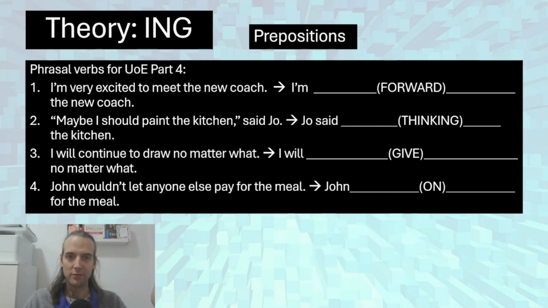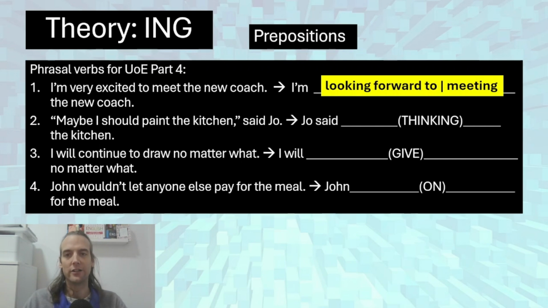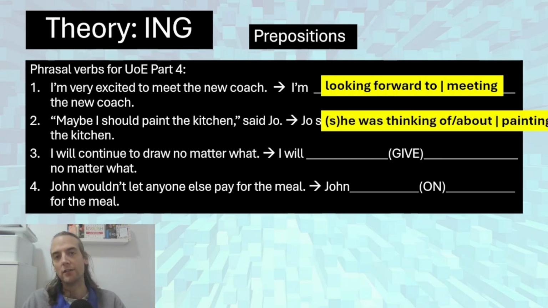Here they come. Number 1, I'm really excited. The phrase you need is looking forward to. To is a preposition. You're looking forward to meeting the new coach. That's a common pattern for ing. Number 2, you're thinking, maybe I should do it. Well, you're thinking about or of. And if it's thinking of or about, that's a preposition. It's ing. You get the idea here.